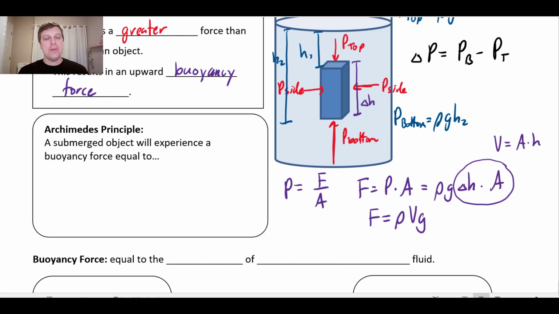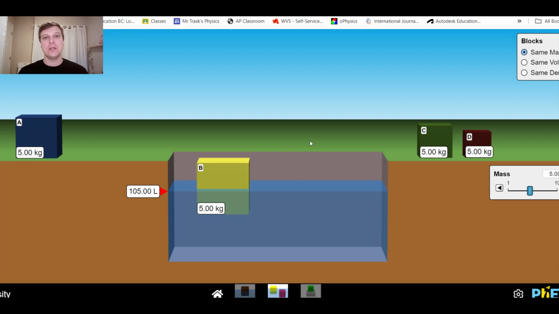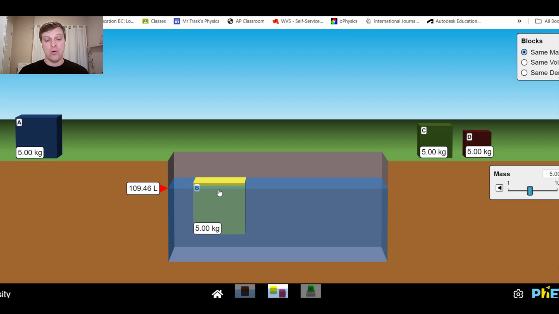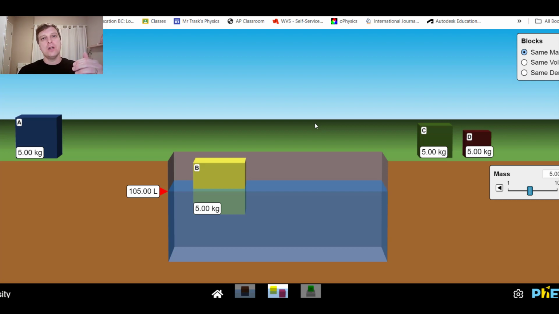The other way to think about this is to jump back to this little simulation here and look at what's happening when we displace water. So if I take block B, for example, you'll notice that if I pull it out of water so it's not displacing quite as much, then it wants to sink back in. And if I force it to submerge, it's going to displace more water, but when I let it go, it's going to bounce back to the equilibrium point. This is the point where the buoyancy force pushing up on the block must be equal to the weight pulling down on the block.